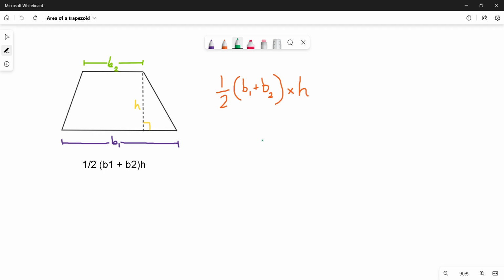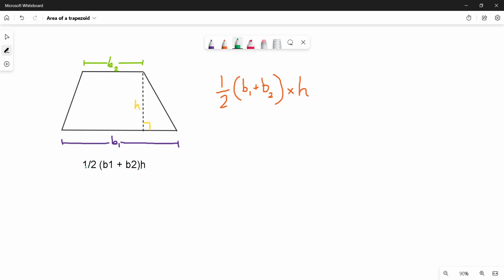We know that the area of a trapezium or a trapezoid is equal to half of base 1 plus base 2 multiplied by height. In this video, we are gonna prove how that is true. First, let's see what the formula actually means.